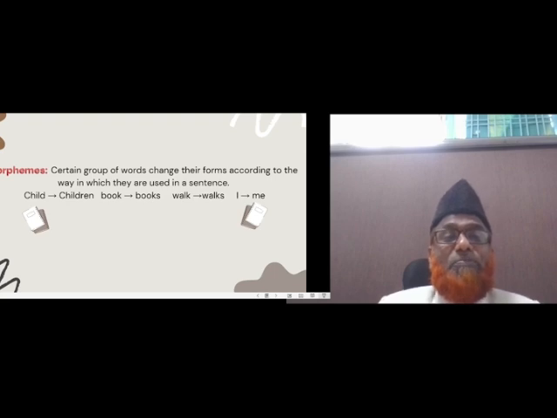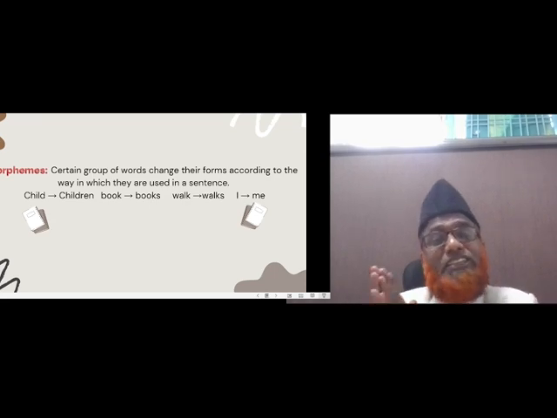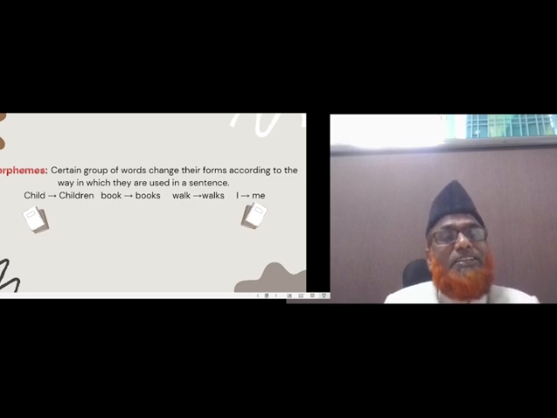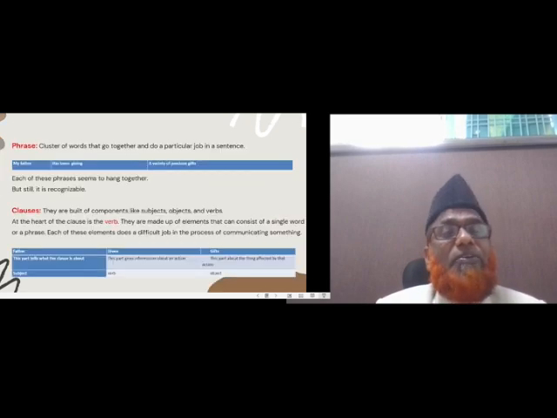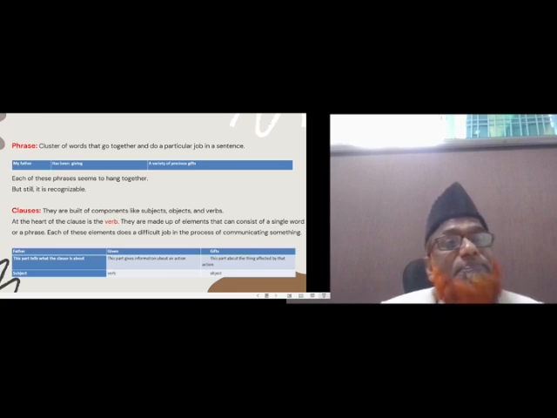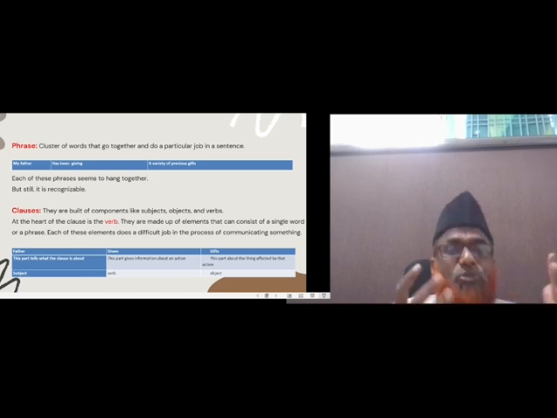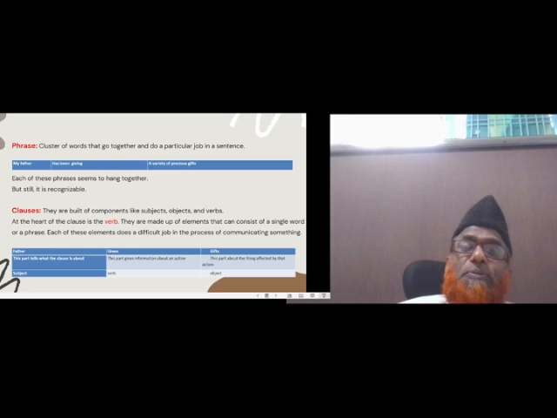So morpheme means when a word changes according to the way in which it is used in a sentence. This is called morphemes. And now phrase. What is a phrase? Phrase, please pay attention. A cluster of words that go together and do a particular job in a sentence.